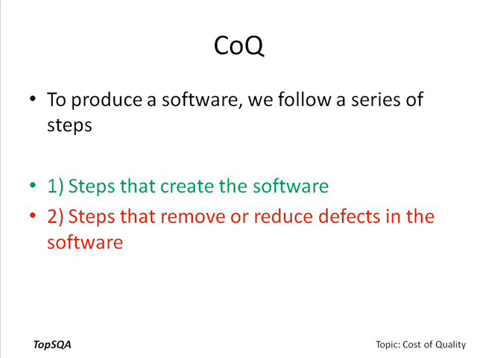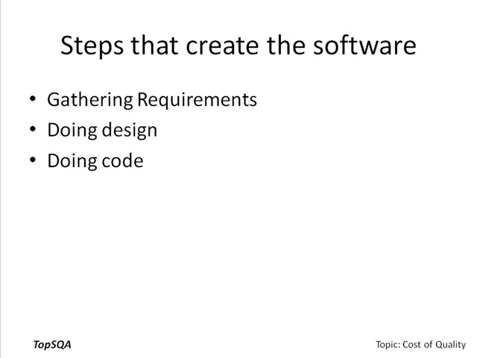So if you want to look at those steps in a little more detail, these would be the steps that really create the software, right? Gathering requirements, doing design, doing code, and all of these are adding value to the business. You're thinking about the new features that a customer wants. You're trying to see how best it will work, and then you're actually coding it to give that functionality to the business. So these are steps that add value.